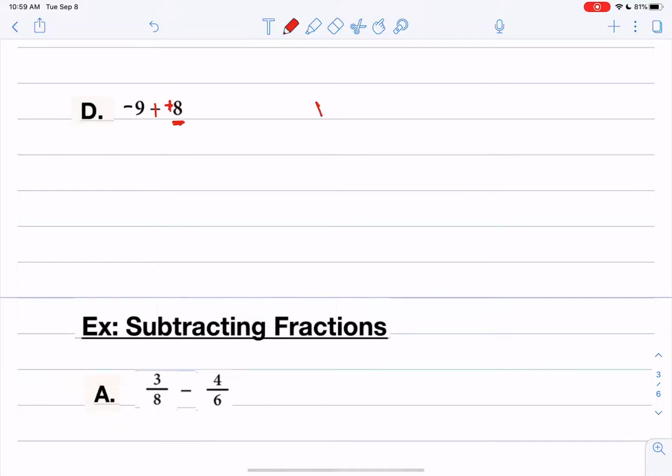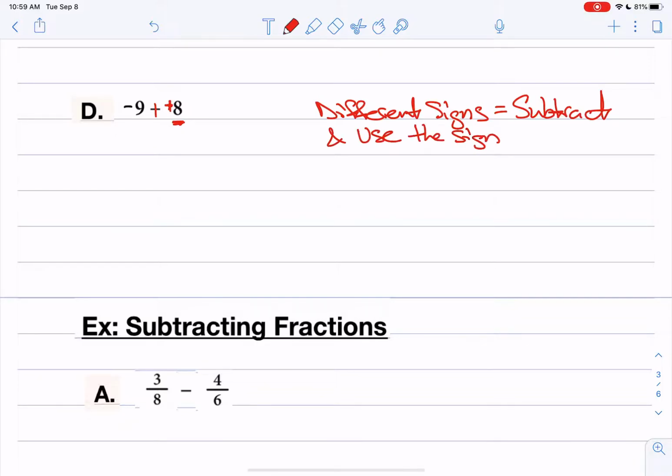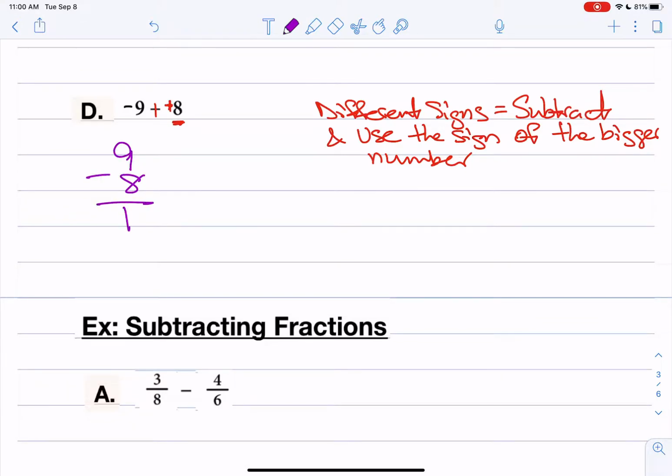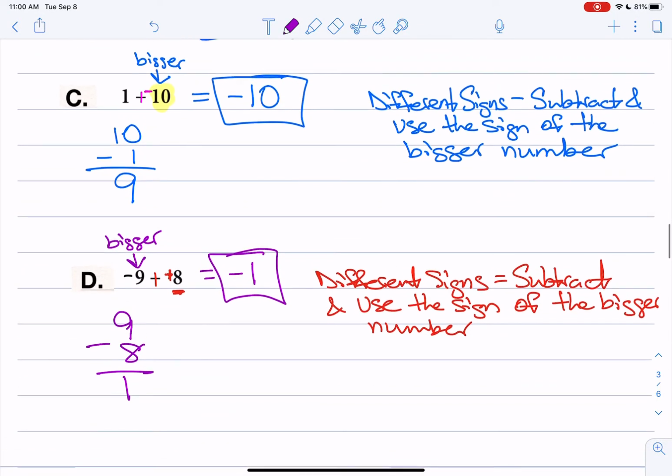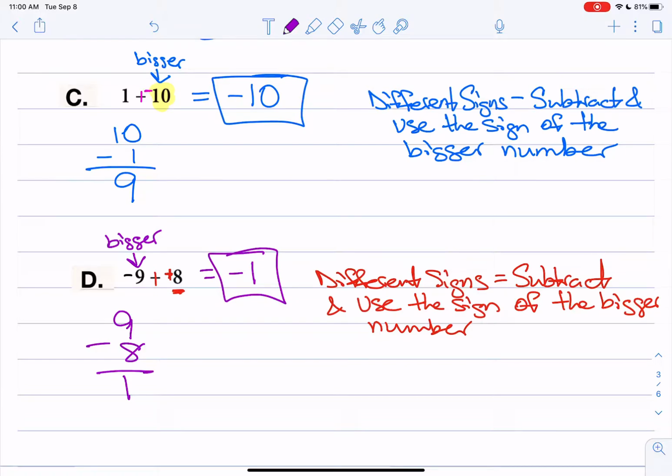Okay, so we have different signs. So we're going to subtract the two numbers and use the sign of the bigger number. Okay, let's do it. So, we're going to subtract 9 minus 8 equals 1. 9 is the bigger number, so my answer is going to be a negative 1 because the 9 is negative. And that, my friends, is how you subtract integers.